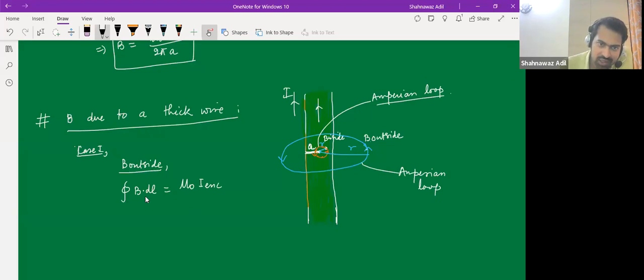So this again, this is B dot dl, and mu naught. And for this big one, what is the total current which is passing? For this big Amperian loop, what is the total current which is passing? For the bigger one, what is the total current which is passing?